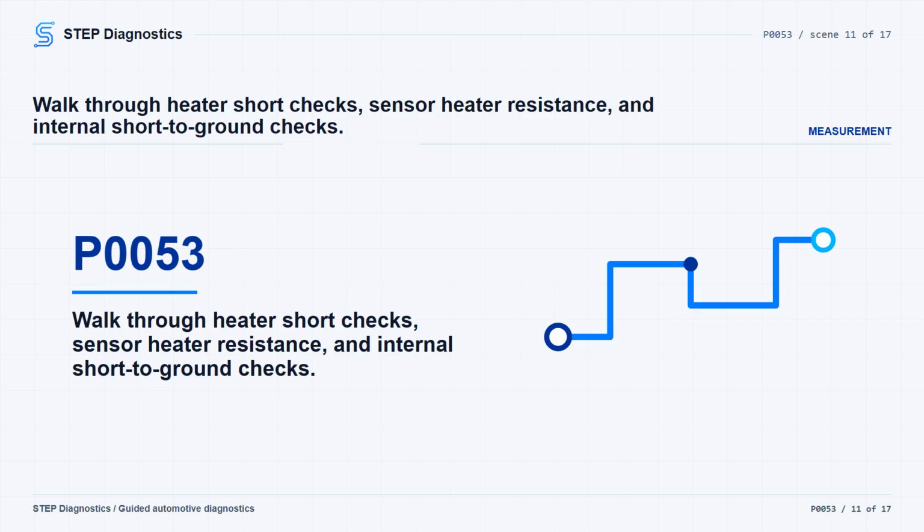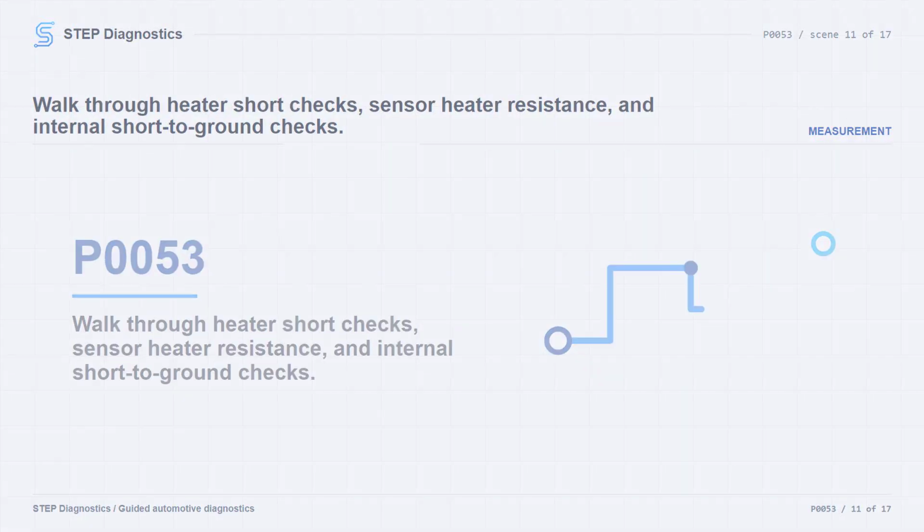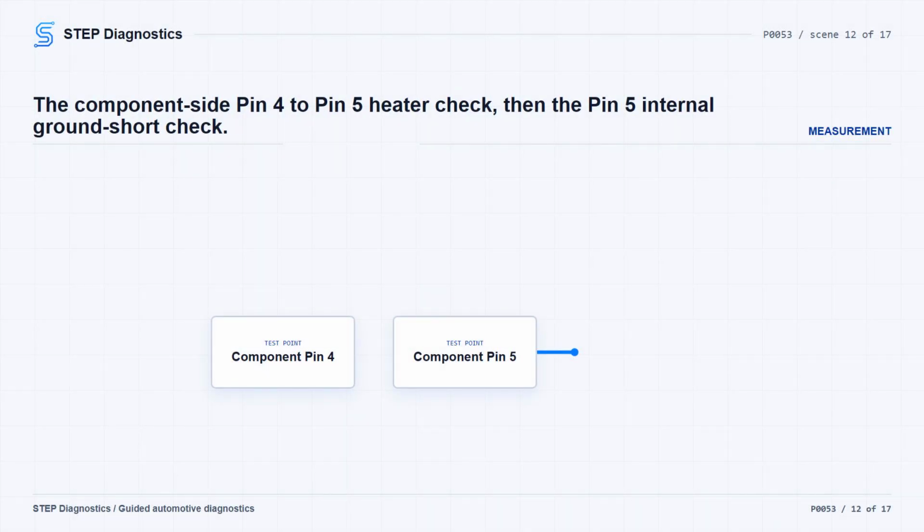If the harness side passes, check the internal heater resistance of the universal HO2S on the component side. Measure between pin 4 and pin 5 at the suspect sensor connector. The heater should read between 1.8 to 6 ohms, cold, or 2 to 14 ohms, normal operating temperature. If it does not, install a new universal HO2S, reset KAM, and repeat the self-test.